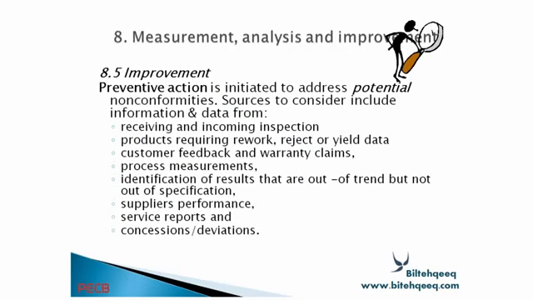And in the same way, there is also preventive action, and preventive action is intended to address potential non-conformities. This is to prevent the potential non-conformity. Sources to consider include information and data from receiving and incoming inspection, product requiring rework, reject or yield data, customer feedback and warranty claims, process measurements, identification of results that are out of trend but not out of specification, supplier performance, service reports, concessions, and deviations.